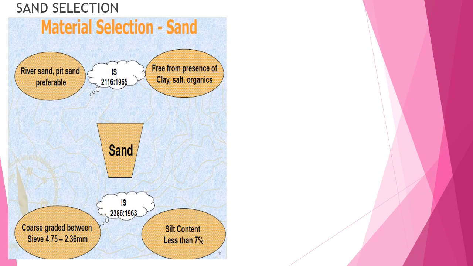Material selection of the sand. Refer code number 2116 1965, which says river sand or pit sand is preferable. It should be free from the presence of clay, salt and organics. IS 2383 1963 indicates the gradation between 4.75 to 3.6 mm, silt content not more than 7%.